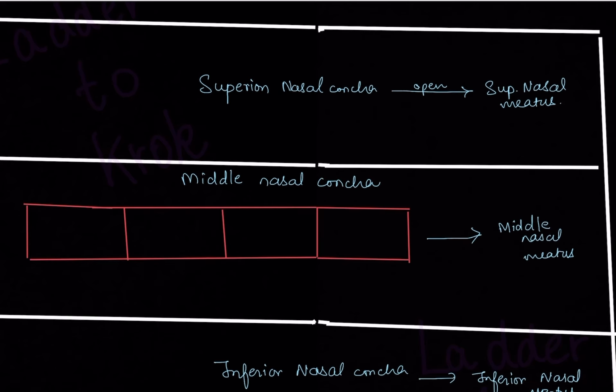Now let's know about the sinuses. Above the superior nasal concha, write down sphenoid sinus. And below the superior nasal concha, write down posterior ethmoidal sinus. You have 3 ethmoidal sinuses. So this one is the posterior ethmoidal sinus, which is located in the superior nasal concha.